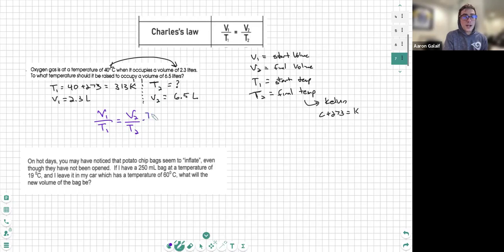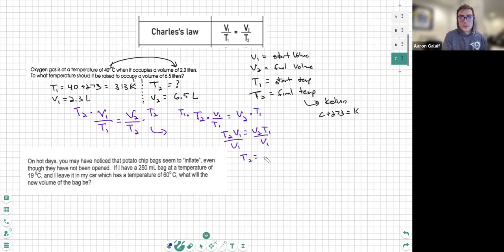So what I'm going to do is multiply T2 to the other side. This is the easiest way to do this, though there are multiple ways to do it. T2 times V1 over T1 equals V2. And then I need to get rid of my T1 and V1 because I want T2 by itself. So I'm going to multiply T1 to both sides. So we have T2 V1 equals V2 T1, then divide by my V1. And we see T2 equals V2 T1 over V1.